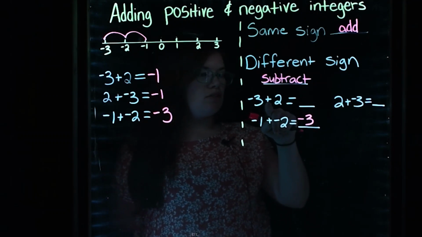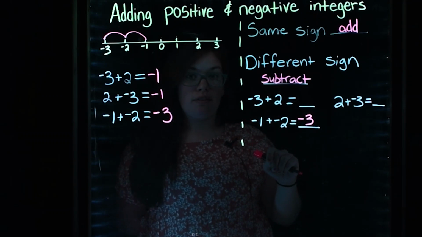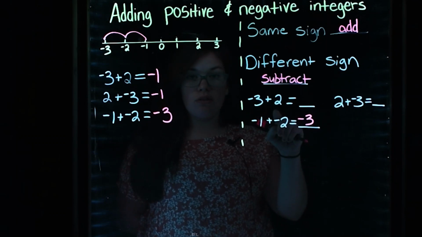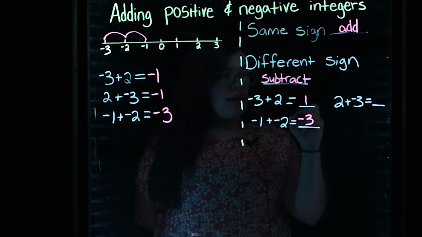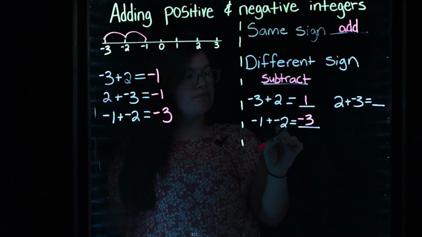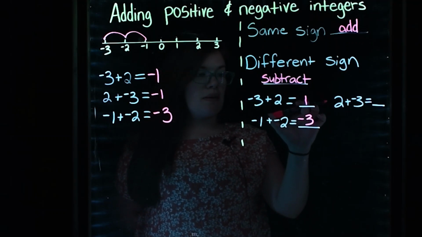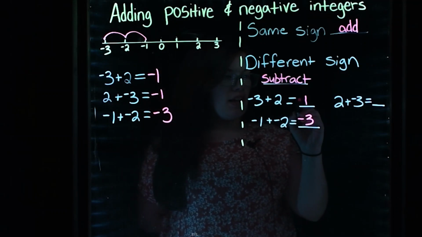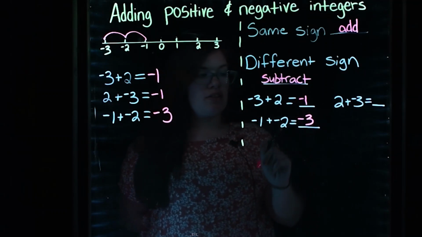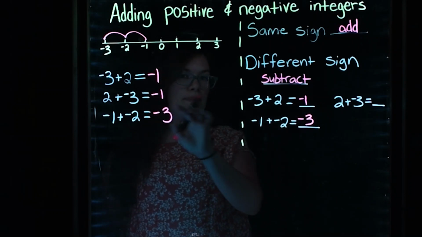So now let's go ahead and do different sign. I need to subtract. 3 minus 2 is 1. Now, for my little answer rule, I have to see which number was bigger, which is 3. And my answer needs to match 3's sign, which is negative. So my answer is -1, and so far I am matching.